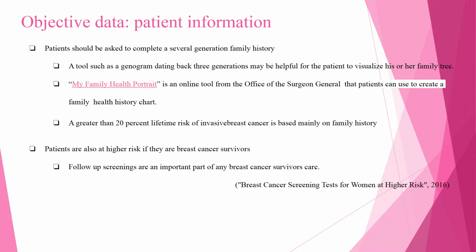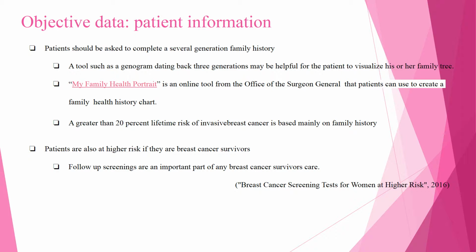In addition to collecting subjective data from the patient, it is also important to collect objective data in regards to patient information. Objective data, as you know, is data that can be examined by anyone and still have the same result rather than it being an opinion. So patients should really be asked to complete a several generation family history. A good example or template that we have at our disposal now that we've completed this course is the Genogram project that we have done.